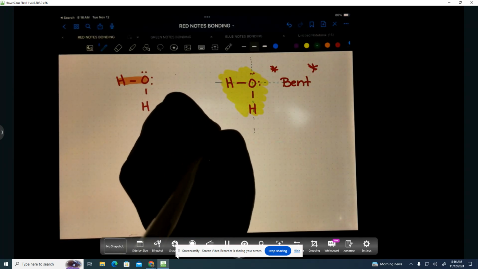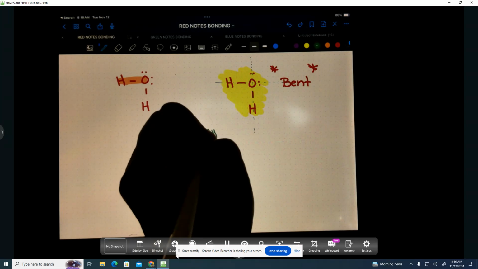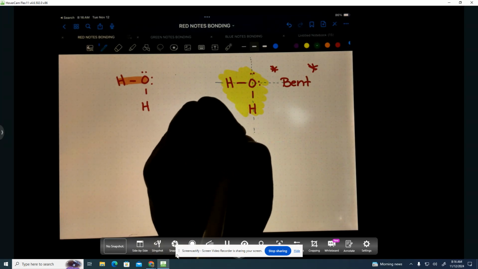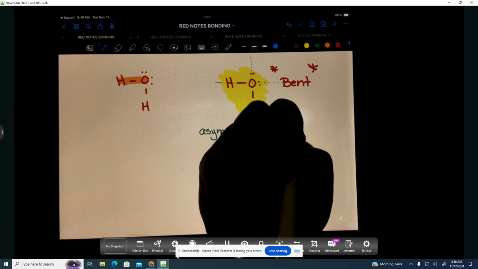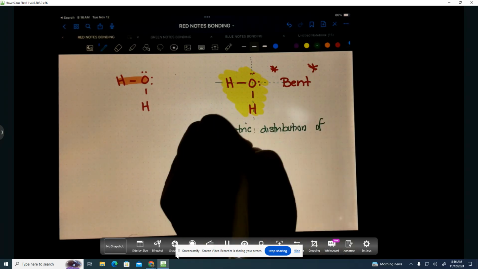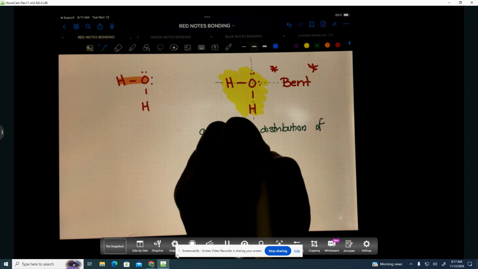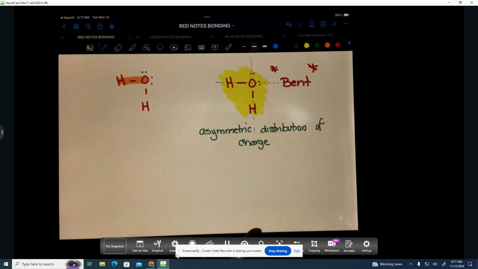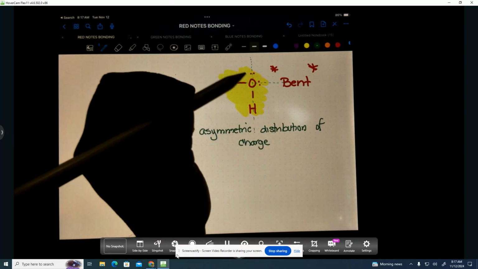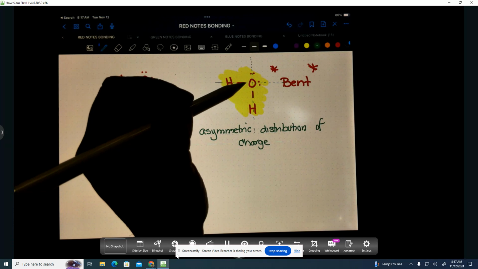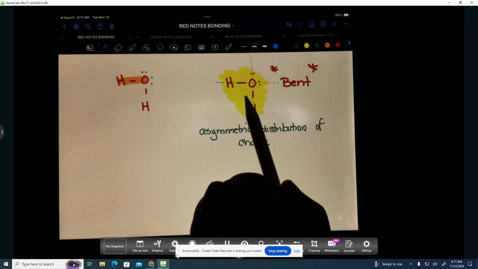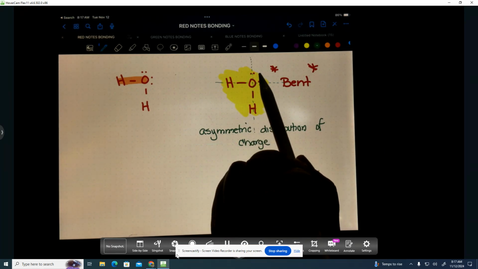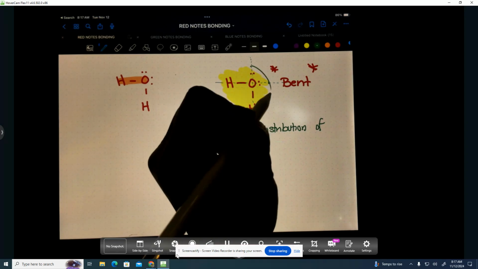We're going to say that it has an asymmetric distribution of charge. What the heck does that mean? It means that the electrons are concentrated on one side of the molecule compared to the other. This molecule, the electrons are all concentrated on this side, right here.